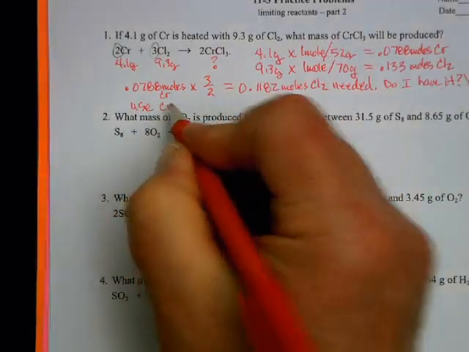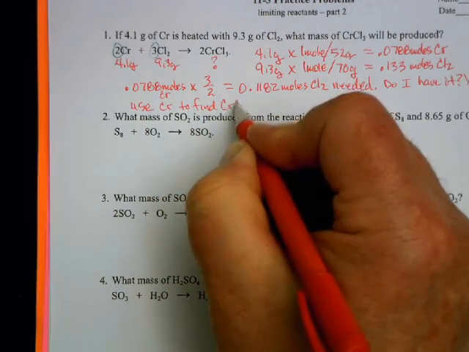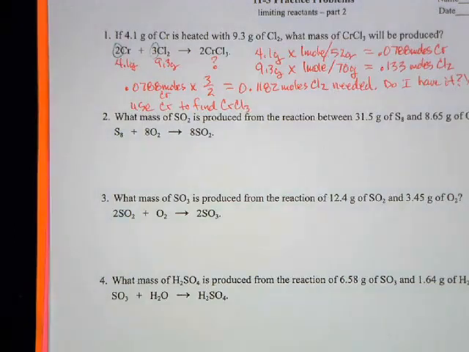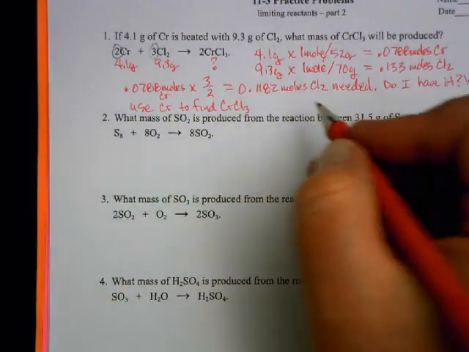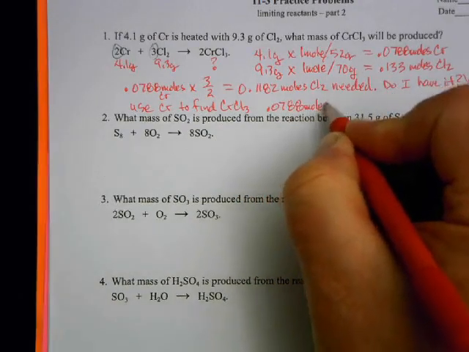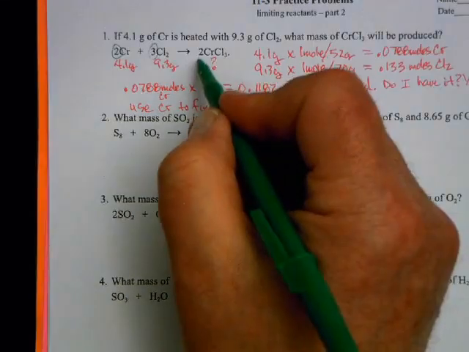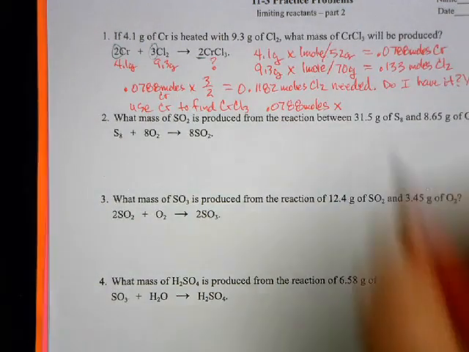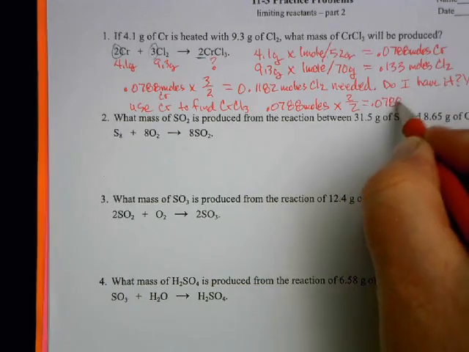So use Cr to find my product. That's what the limiting is about. That's the one we use to find the product. So I have my 0.0788 moles times. Now my mole ratio here, because that's the question mark, it's a different mole ratio this time. Now it's going to be 2/2, which is 0.0788 moles.